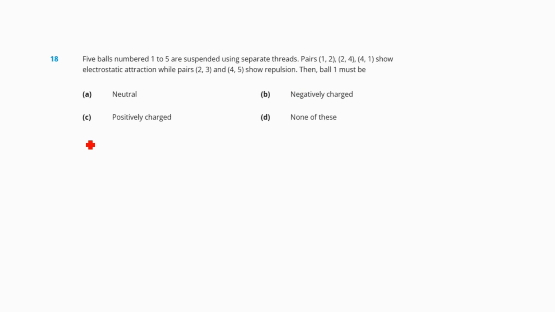Question 18. 5 balls numbered 1 to 5 are suspended using separate threads. Pairs 1, 2, 2, 4, 4, 1 show electrostatic attraction, while pairs 2, 3 and 4, 5 show repulsion. Okay. Then ball 1 must be. So here we can see ball 1 is being attracted by 2 and 4. So in this case, it is being attracted, that means it has opposite charge, or 1 is neutral. So A is our correct answer. So ball 1 is a neutral ball.